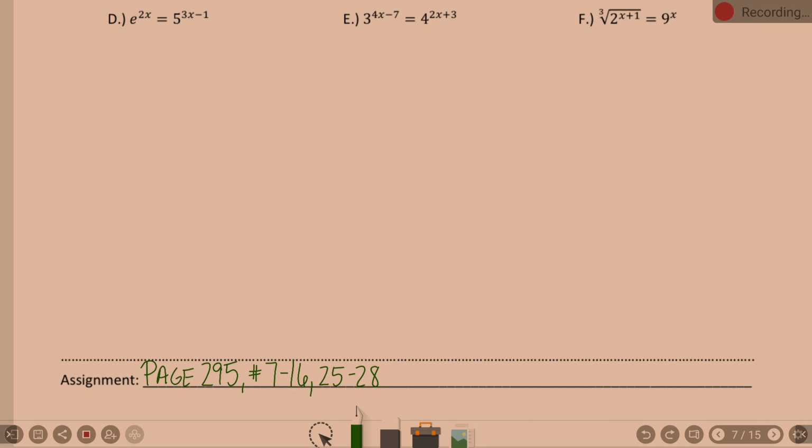In this case, because there is an e, what is in your best interest? To use natural log instead of regular log. Technically, you could use regular log and it would work out as well. But in your best interest is natural log.